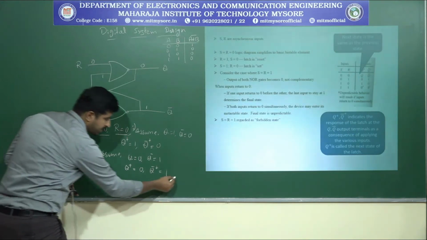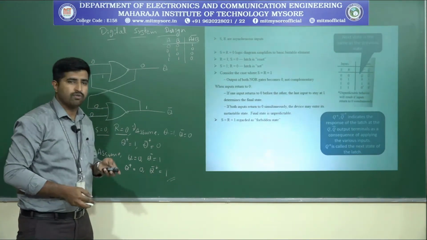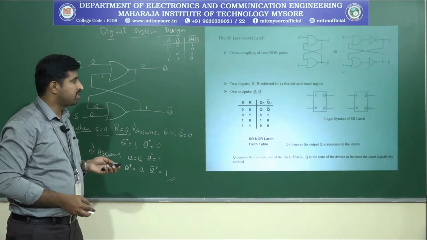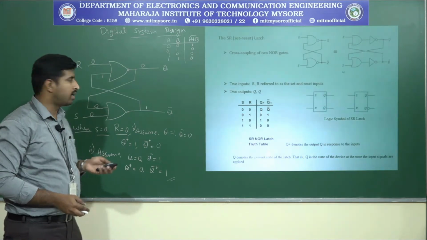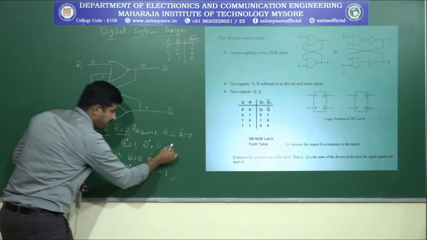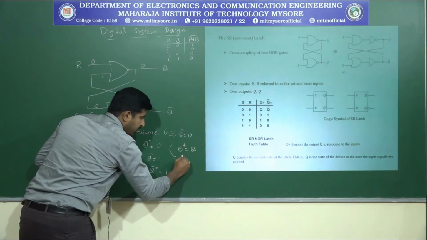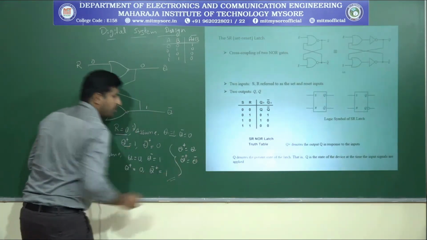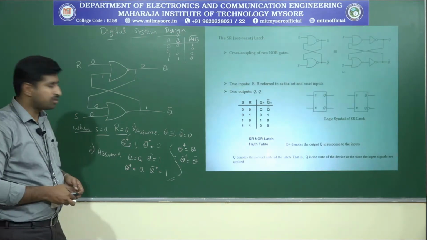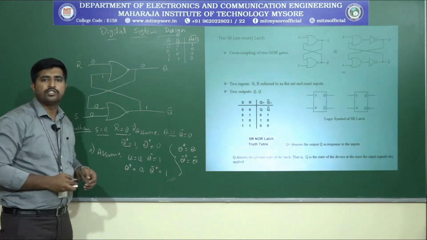So that indicates that when S and R are 0 0, we retain whatever the previous state is. That means we get Q and Q bar. So Q plus will be similar to Q. By analyzing this, we can say Q plus will be Q and Q bar plus will be equal to Q bar. This is the response of an SR latch when the inputs S and R are 0, 0.